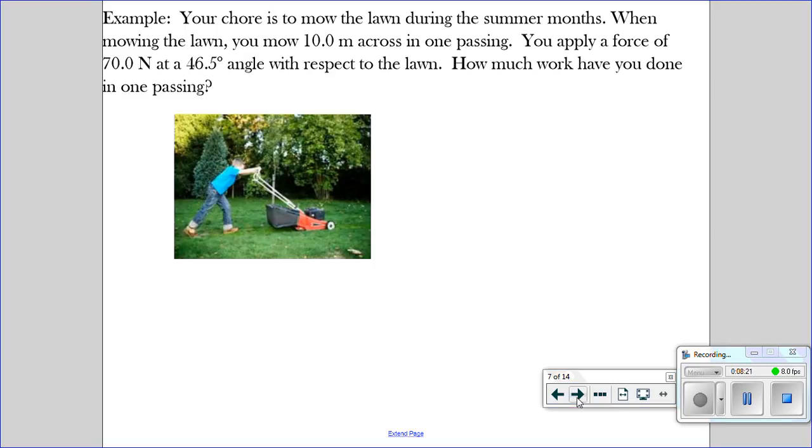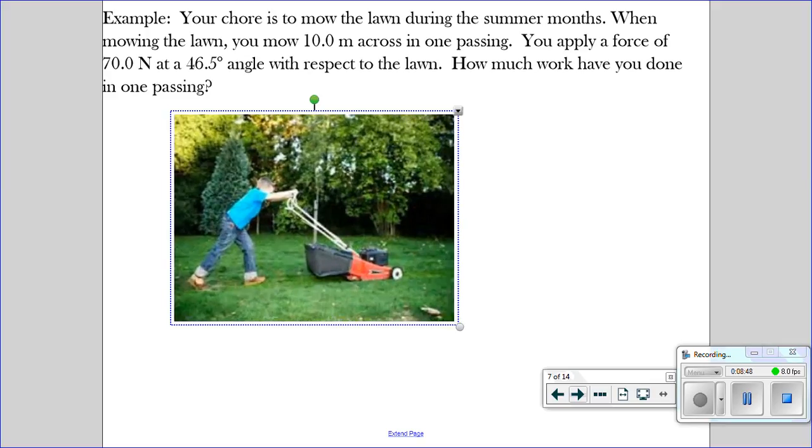Here's an example for you. Your chore is to mow the lawn during the summer months. When mowing the lawn, you mow 10.0 meters across in one passing. You apply a force of 70.0 newtons at a 46.5 degree angle with respect to the lawn. How much work have you done in one passing? So here's my picture of who knows who mowing the lawn. You can decide who that looks like. And I'm going to notice here that you are pushing the lawnmower at a 46.5 degree angle.